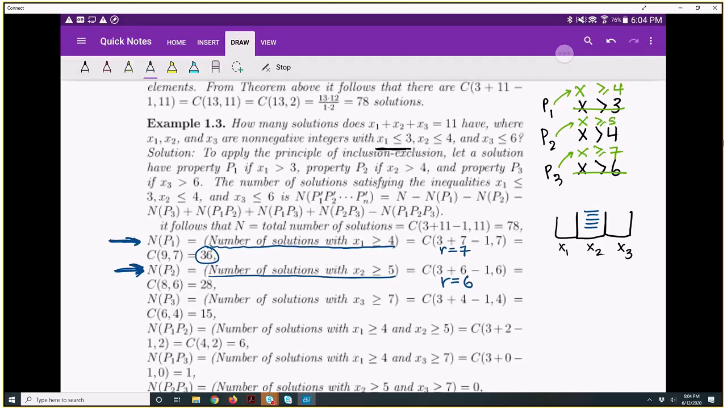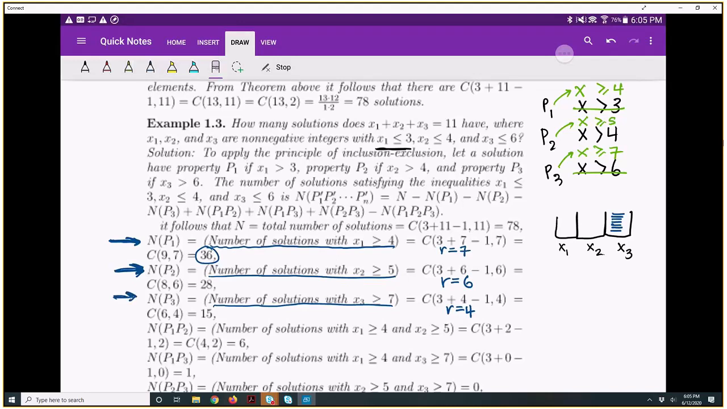And I can do the same thing for the P3 property. P3 is the number of solutions with x3 greater than or equal to 7. So again, I think about, I've already placed 7 units into the x3 box. How many are left to place? 4. So r is equal to 4. 3 plus 4 minus 1, and then choose 4. So there are 15.